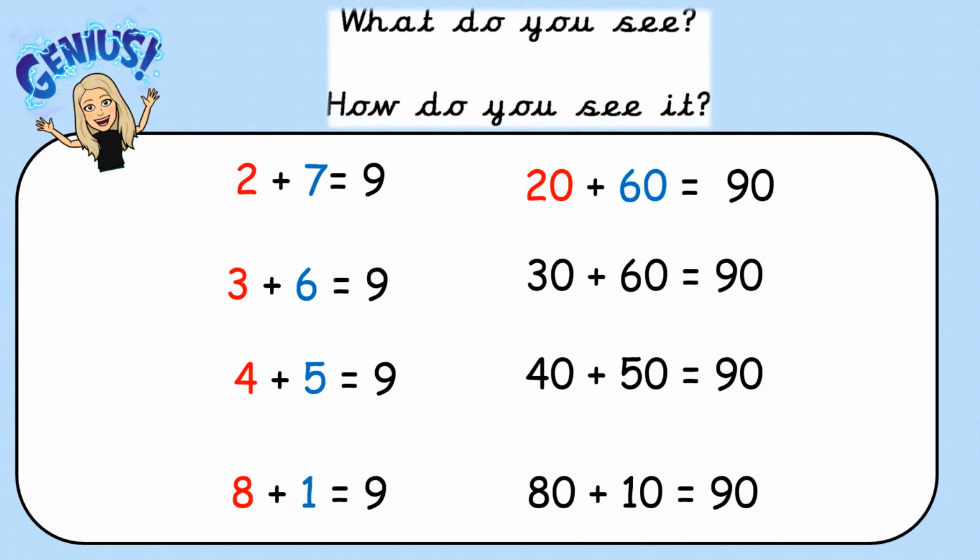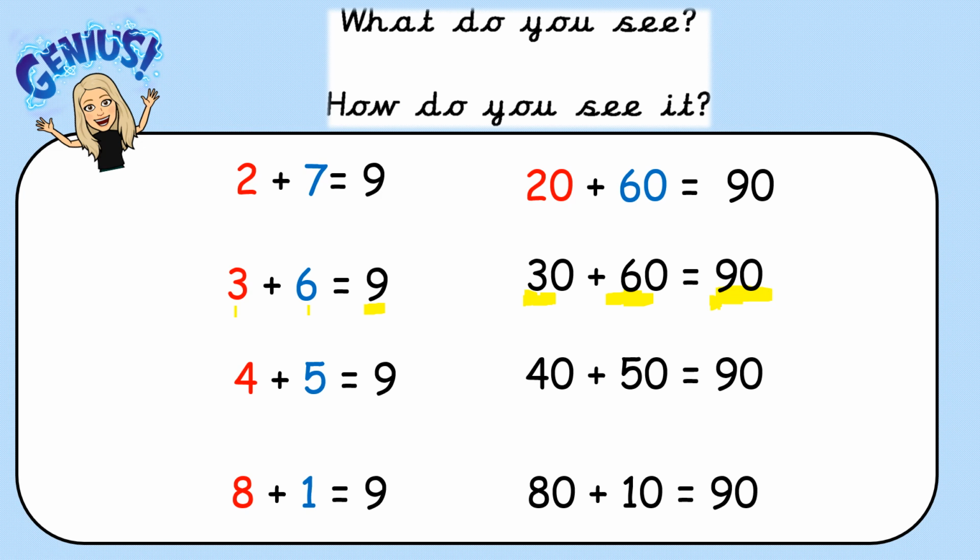Okay, I know that 3 plus 6 is equal to 9. So therefore, 30 plus 60 is equal to 90. Who can see some things that are the same between these two number sentences? And who can see some things that are different? I can see a 3, a 6, and a 9. But the number is 3 groups of 10, so it's 30. 6 groups of 10, so it's 60. And 9 groups of 10, so it's 90.